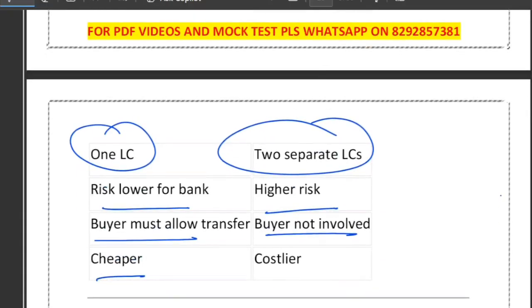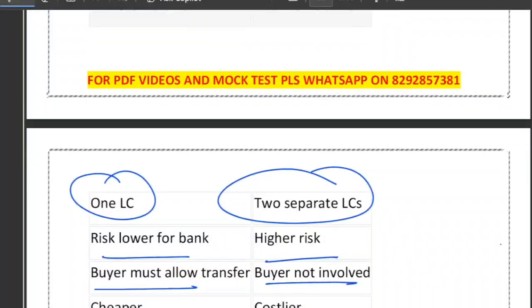So that's the difference between transferable and back-to-back LC. One LC versus two separate LCs. Risk is lower for the bank in transferable, and higher in back-to-back.